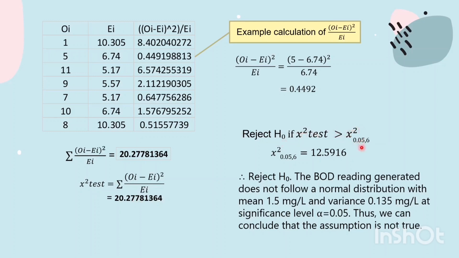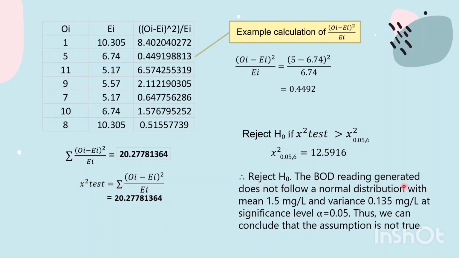The criterion for this question is to reject H null if the chi-square test value is more than chi-square alpha, where alpha equals 0.05 and n minus 1 equals 6. This value we can get from the statistical table. We can see that the chi-square test value is greater than this value. Thus, we can conclude to reject H null.